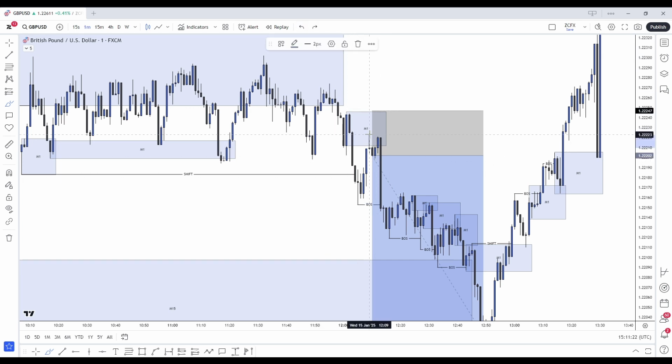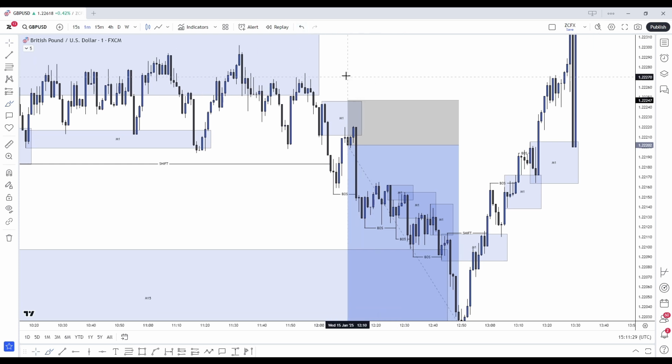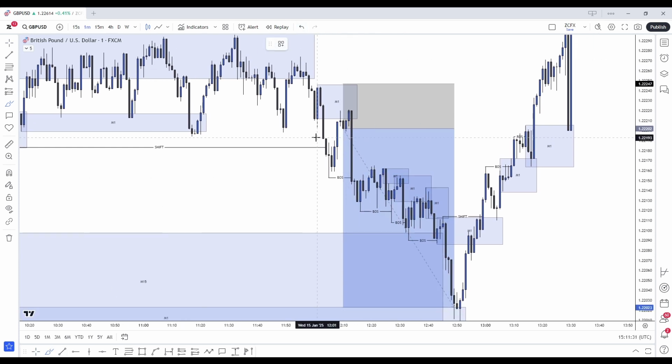But there's nice wick rejection to the upside there. And then we had a nice little engulfing candle there, which previously closed below the previous opposite open. And then yeah, that's pretty much where my entry was. I got filled in around this area. Obviously it wasn't precisely this exact price, but I got filled in around this area.